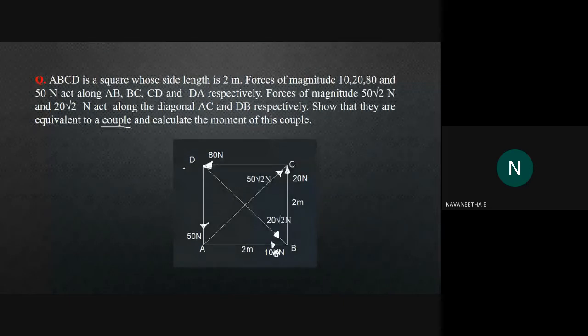So now we have to show that the entire force system is an example of a couple. And also we have to calculate the moment of this couple. A couple has a moment, so we have to find the value of that moment.